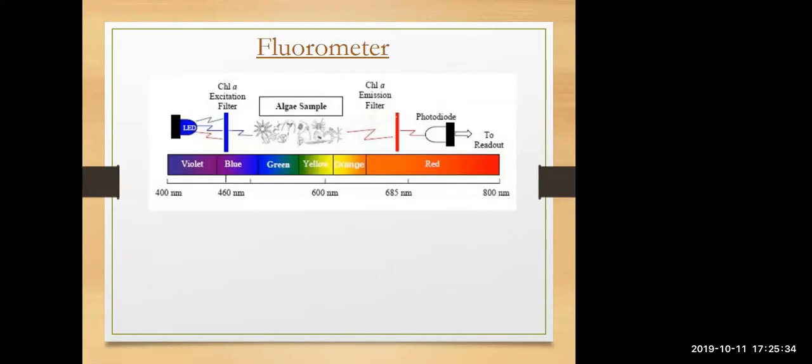Well, now after describing the general considerations for the measurement of chlorophyll using spectrophotometers, I will talk about the fluorometer.